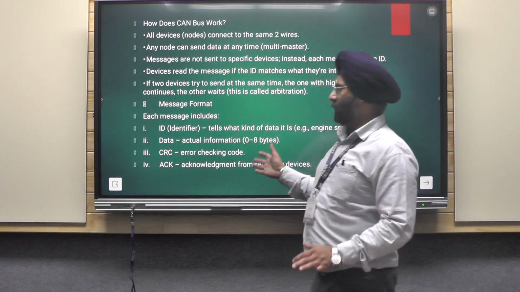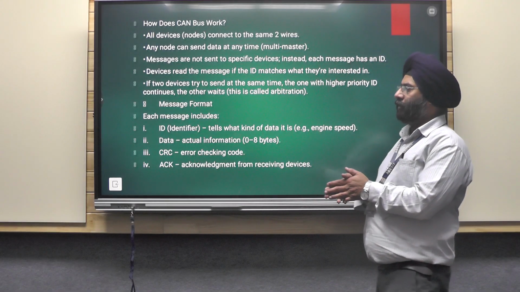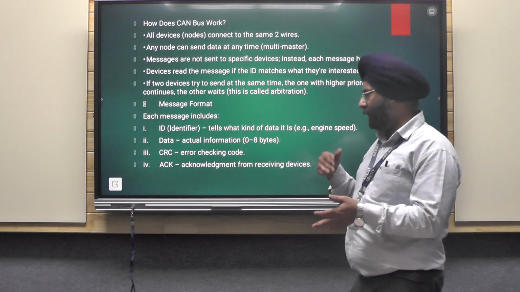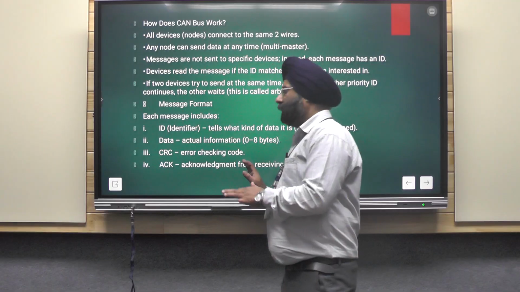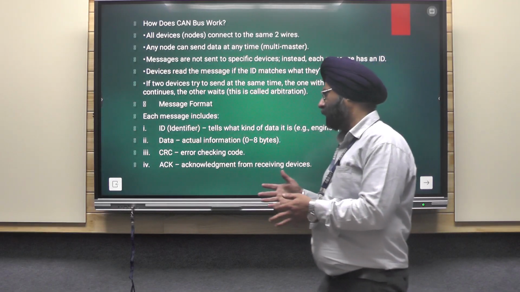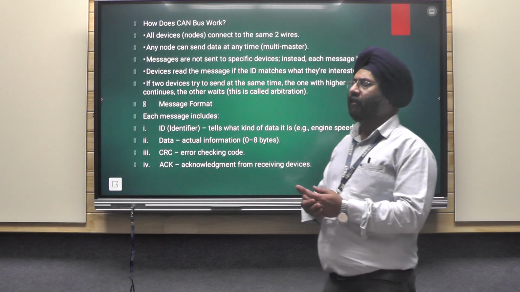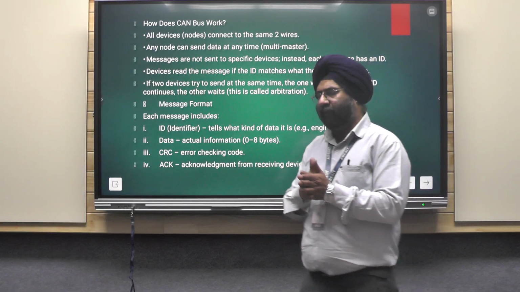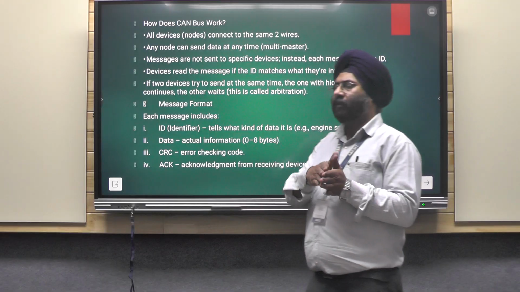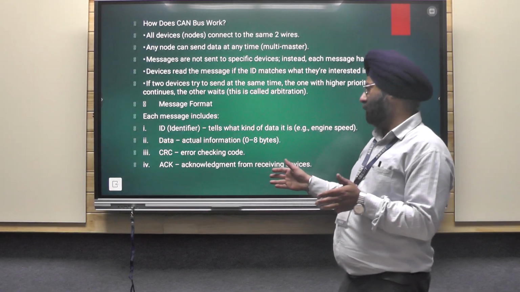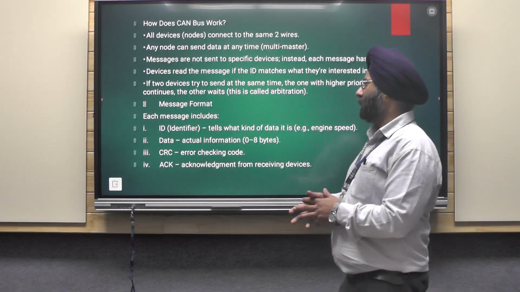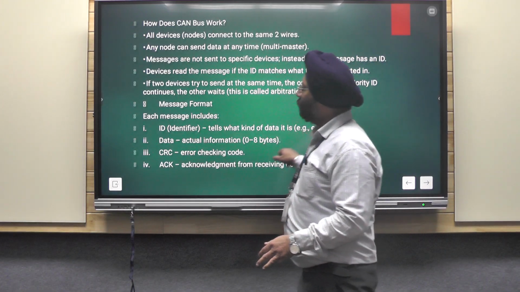Error checking code. There is an option here. It can check the error, and whenever there is an error, the error checking code is there to identify where the fault is. Acknowledgement from the receiver: whenever a device sends its data from the transmitter to the receiver, there is an acknowledgement. Yes, data is received on the other end. So this is very important.